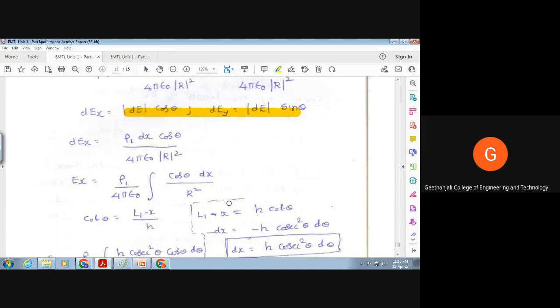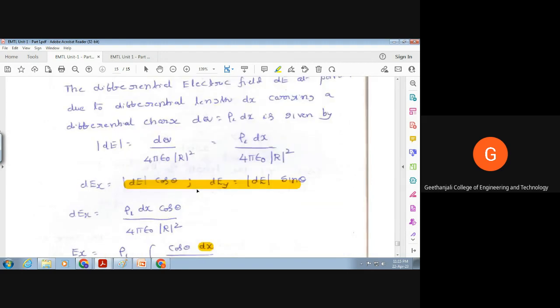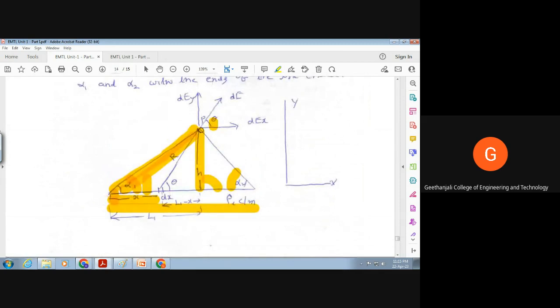So if you want to perform the integration, there has to be only one variable. So what we can do is, if we can represent this dx and r square in terms of theta, then there will be only one variable, and you can integrate that expression. So for this, as long as point P is fixed, from point P the perpendicular distance onto the line charge, this point also will be fixed. From here to here, this distance is also constant.